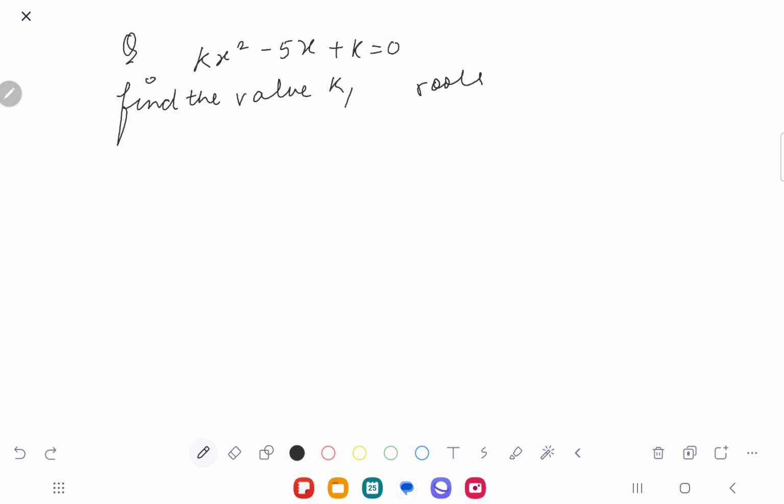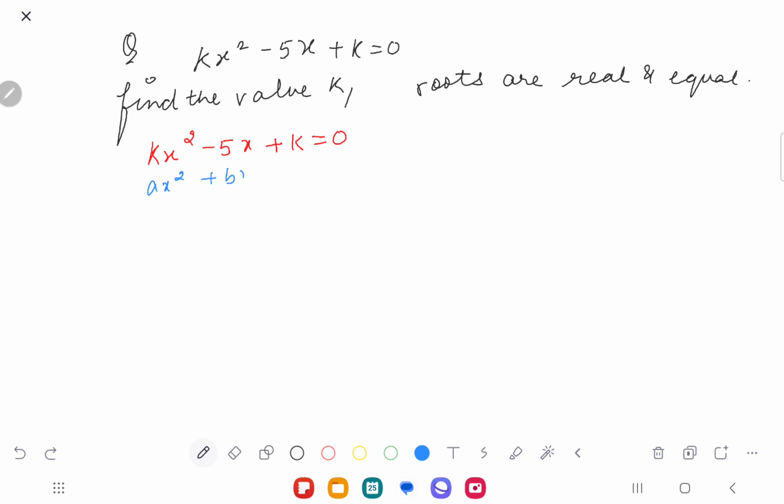The question says for the equation kx square minus 5x plus k equals to 0, find the value of k for which the roots are real and equal. So you have this equation kx square minus 5x plus k equals to 0.